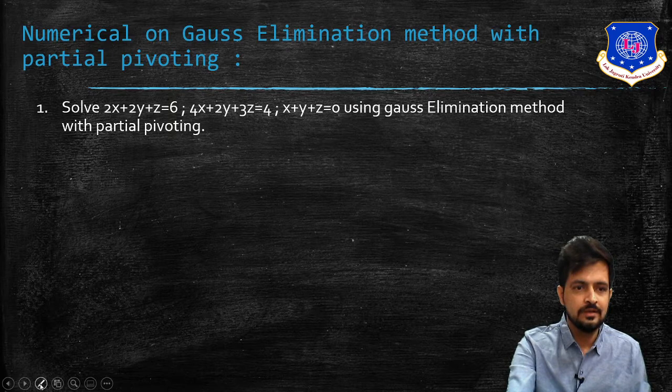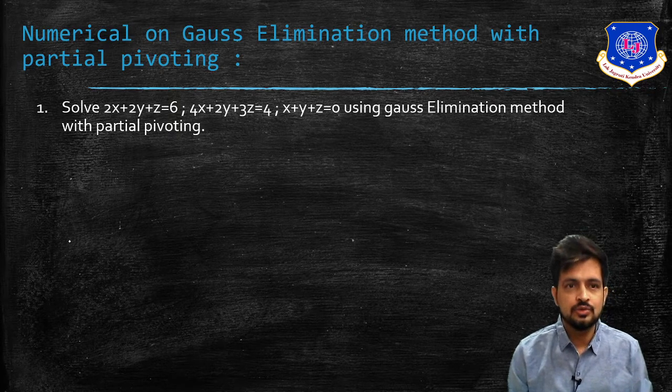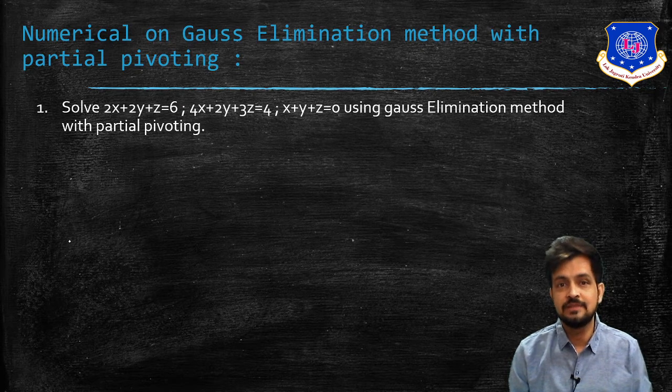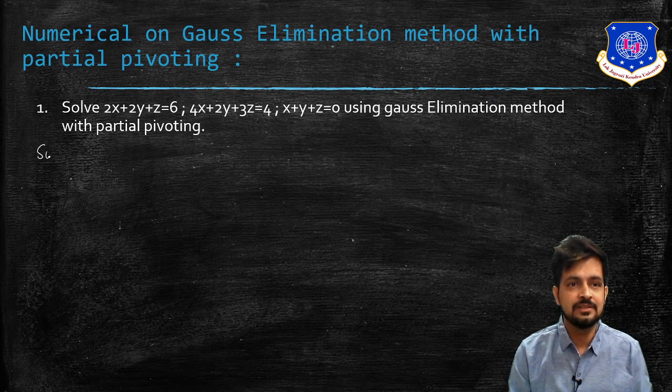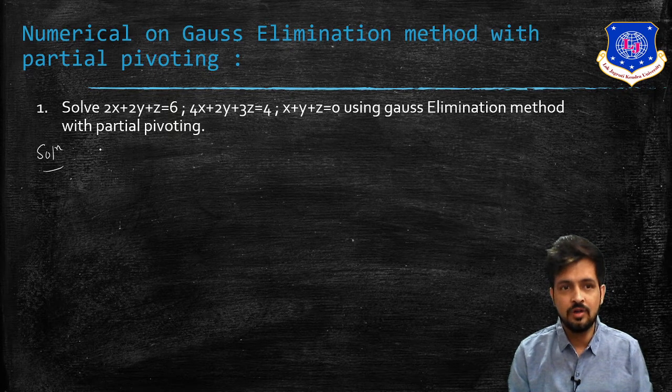2x plus 2y plus z equals 6, 4x plus 2y plus 3z equals 4, and x plus y plus z equals 0 using Gauss elimination method with partial pivoting. See, here it is already mentioned that you have to use partial pivoting. So it is compulsory for you to solve it with the help of partial pivoting only, otherwise this sum will be wrong.